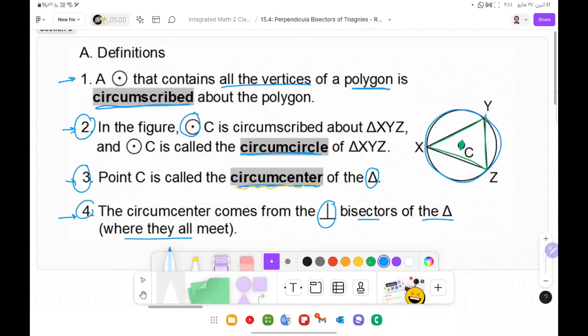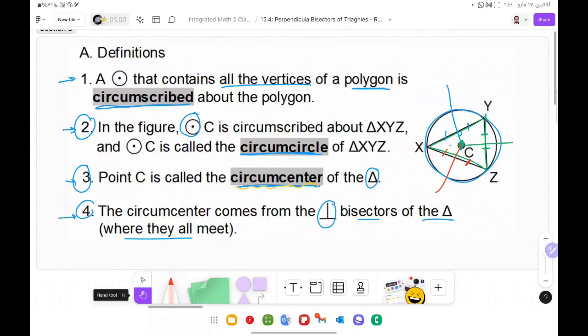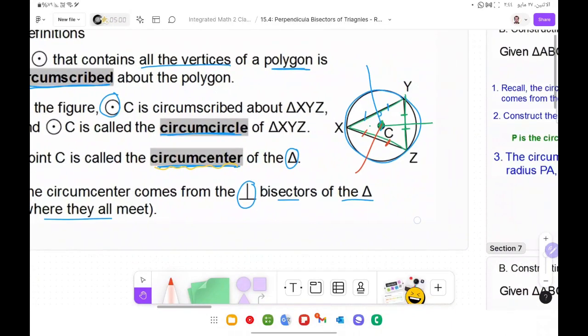Now number 4, the circumcenter comes from the perpendicular bisectors of a triangle, where they all meet. If we draw a straight line here, this side should equal this side. If I draw a perpendicular line here, this one should equal this one. If I draw a straight line here, this one should equal this one. So these are some definitions and basic things about what I'm talking about.